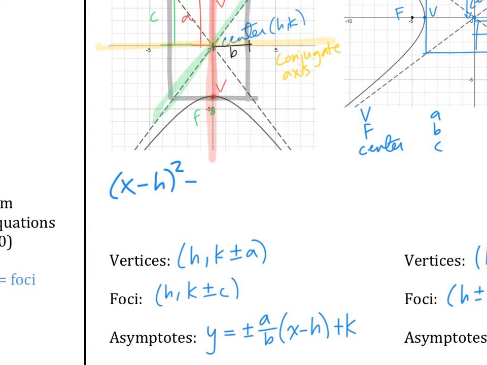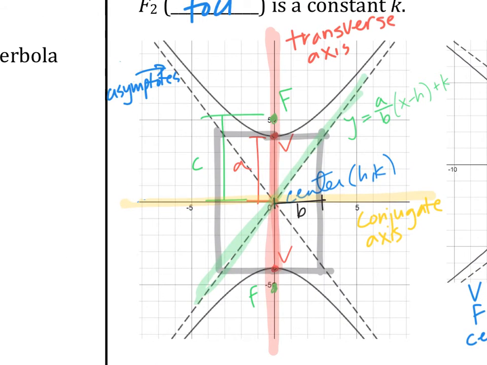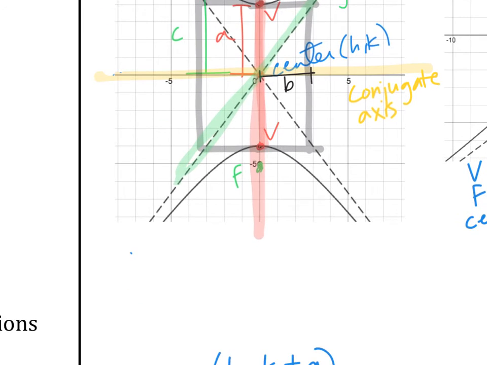Oh, actually, I'm sorry. One more thing. This is the confusing thing. Let's look at this hyperbola. Which direction does this hyperbola open? Up and down. So what direction is that? X or Y? Y. So Y comes first. Direction matters on this one. And then it's going to be minus x minus h squared equals 1.